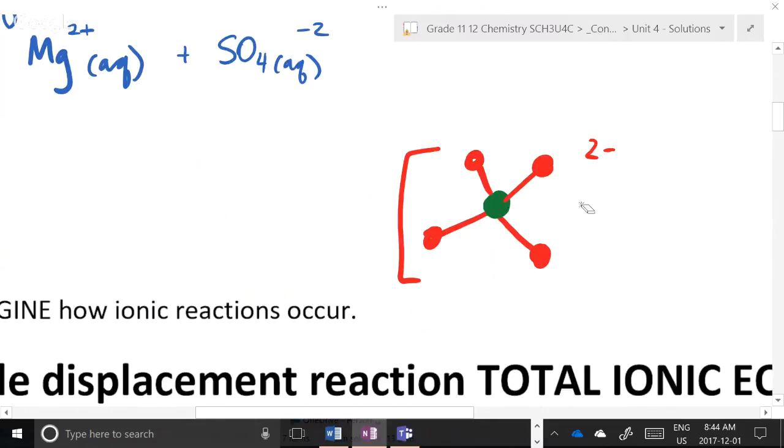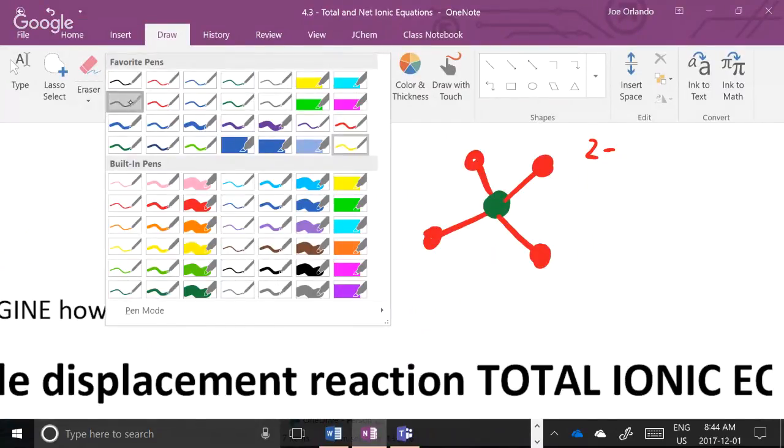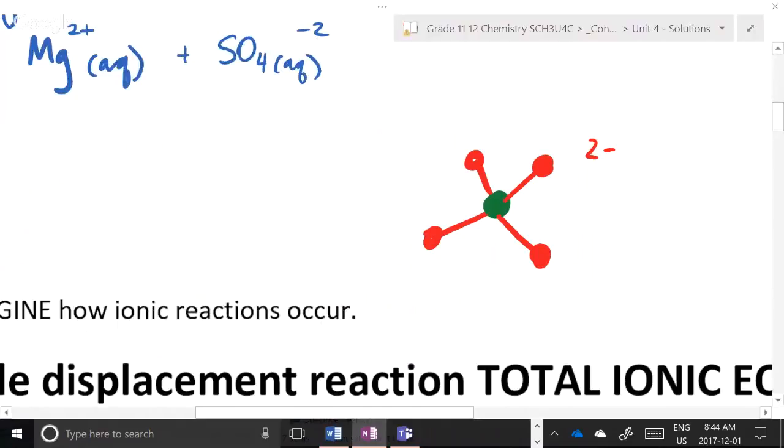When you dissolve it in water, this can float freely, and it's going to go around the water. And what side of the water is it going to want if it's negative? Yeah, and which side of the water is positive again? Hydrogen. The hydrogen side. So it's going to hang out on the hydrogen side of a bunch of water molecules.